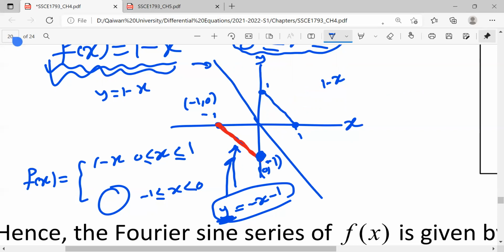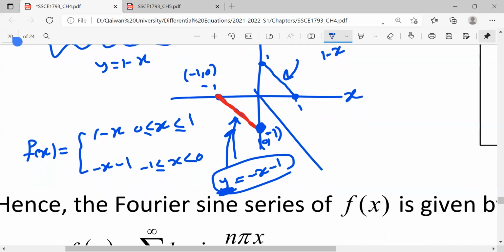This is -x. If we shift this graph 1 unit down, that means we subtract 1 from the function. That's -x, and if we subtract 1, we get -x minus 1. For this part, it's the same graph, but we shift 1 unit up. That means we add 1 to the function. It's -x plus 1, or 1 minus x. Here, this is the function for the symmetrical part, which is -x minus 1.